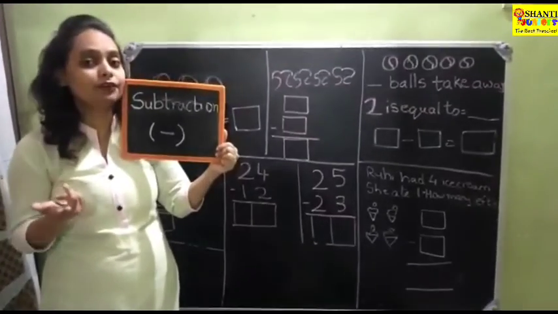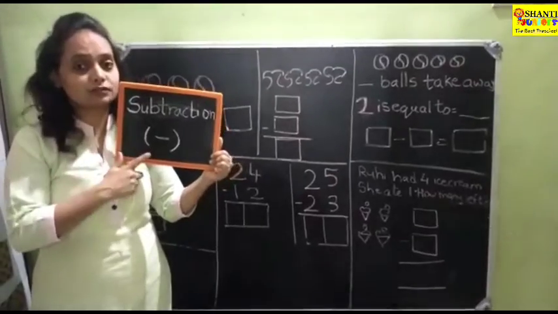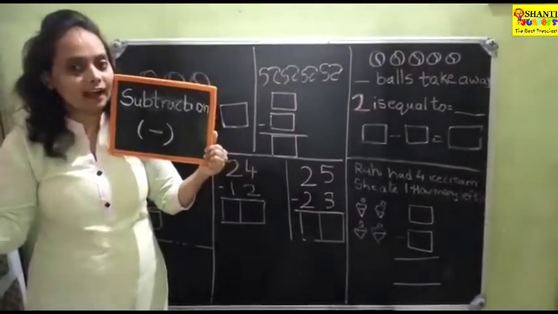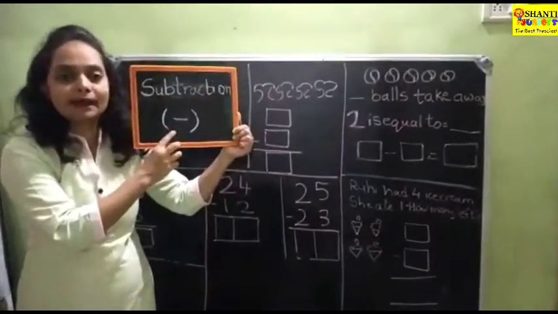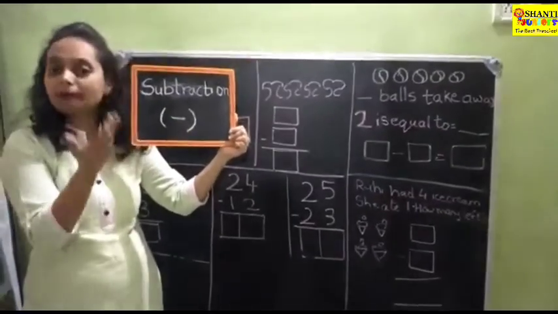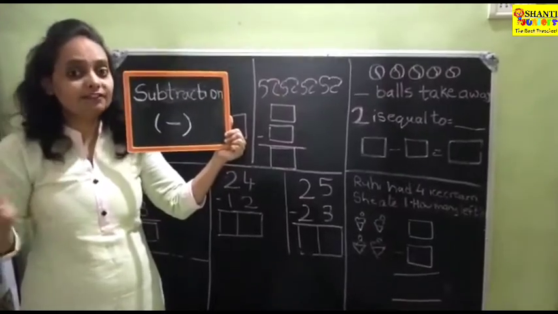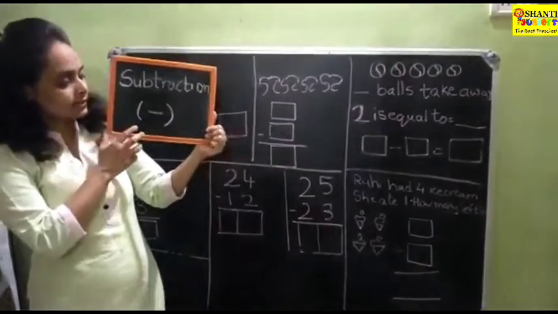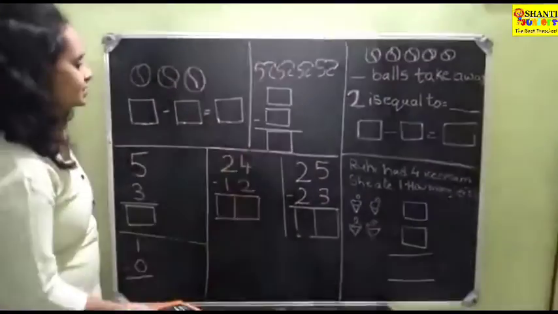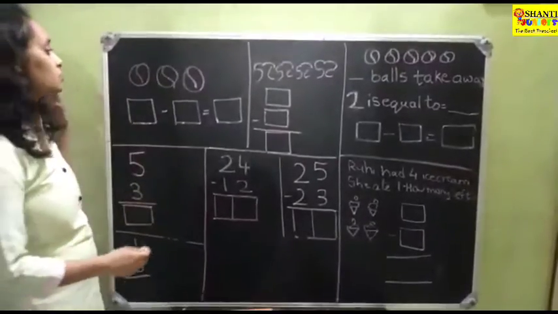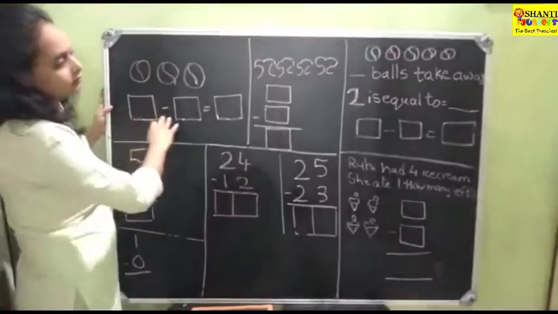And addition means, I have told you, adding something, that is called addition. But subtraction means from the total, if we take out, it becomes subtraction. Okay? And this is the sign of subtraction, minus. We can say minus, we can say subtraction, we can say give away also. So this is the sign of subtraction. So let's start. So children, these are some different types of sums, which are all in subtraction only.